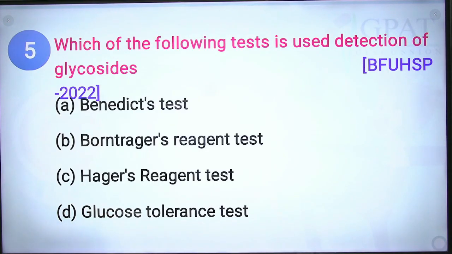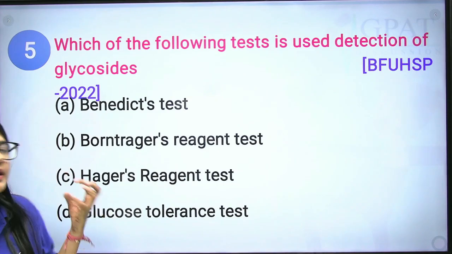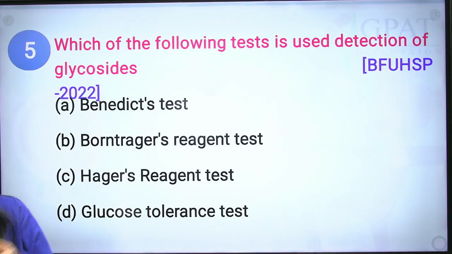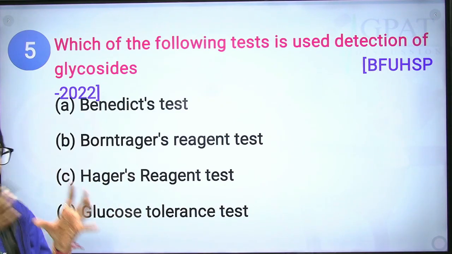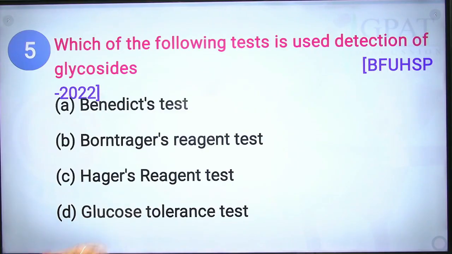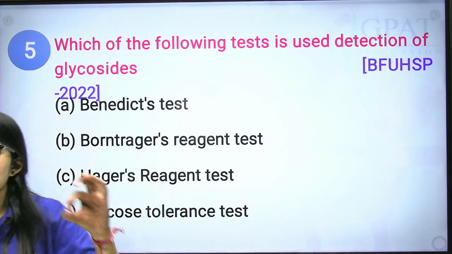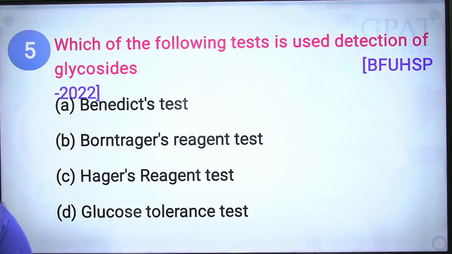This is a previous year question from BFUHS 2022. So first of all we have the Benedict test. The Benedict test is done for reducing sugars, and when exposed to reducing sugars the reaction undergoes the Benedict reaction and a brick red precipitate is formed. Next we have the Brontrager's reaction test. This is done for cardiac glycosides. So yes, option B is the correct answer as it is done for the detection of cardiac glycosides. Clear?